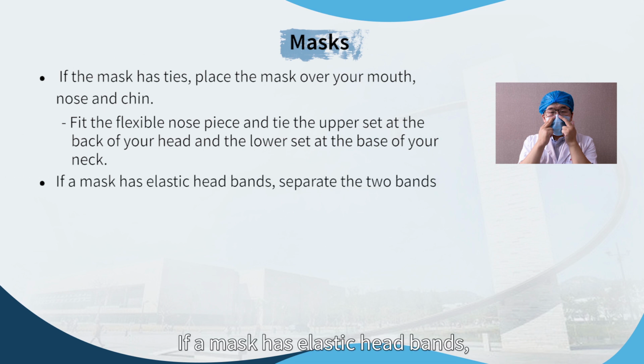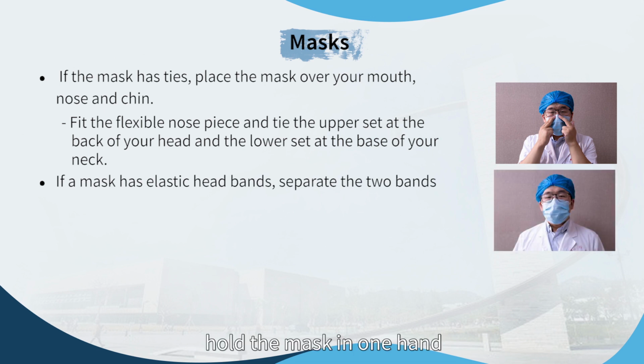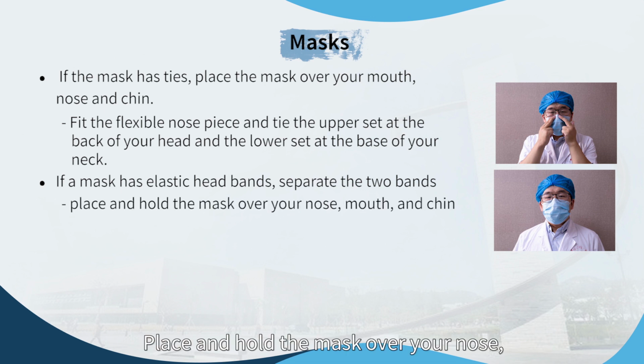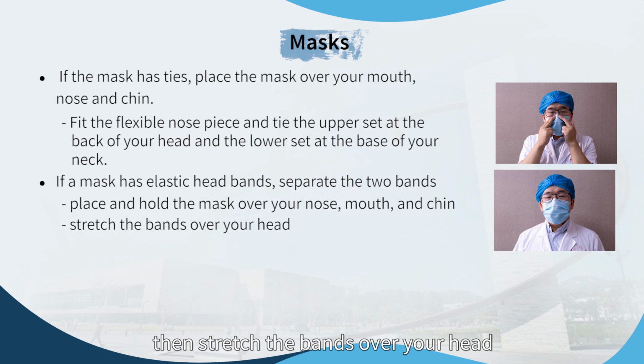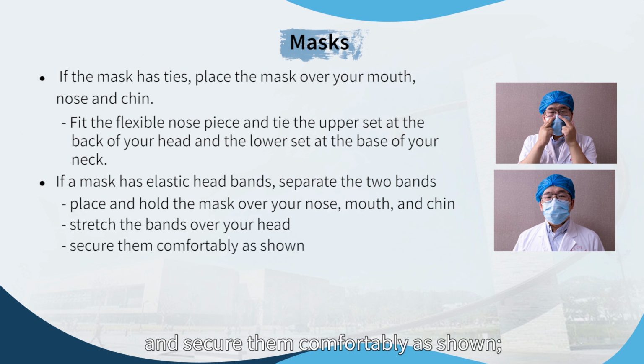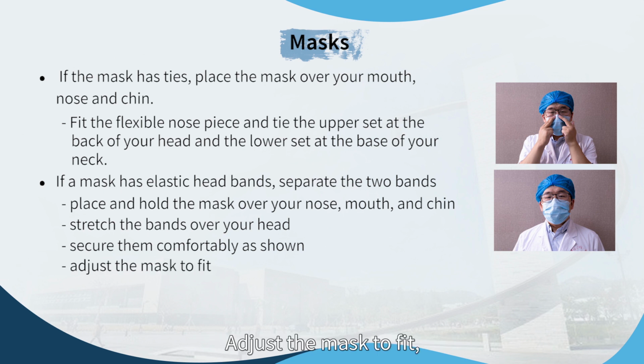If a mask has elastic head bands, separate the two bands. Hold the mask in one hand and the bands in the other. Place and hold the mask over your nose, mouth, and chin. Then stretch the bands over your head and secure them comfortably as shown. One band on the upper back of your head, the other below the ears at the base of the neck. Adjust the mask to fit, and make sure it is secure on your head and fits snugly around your face so there are no gaps.